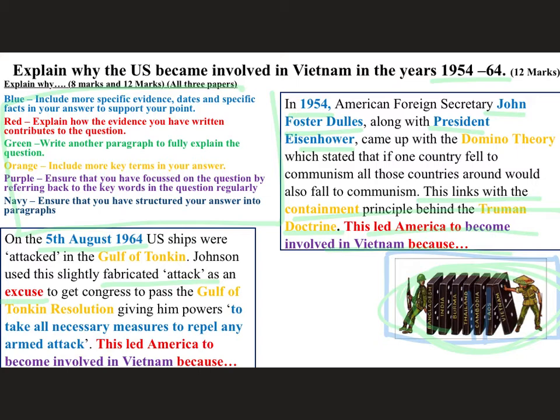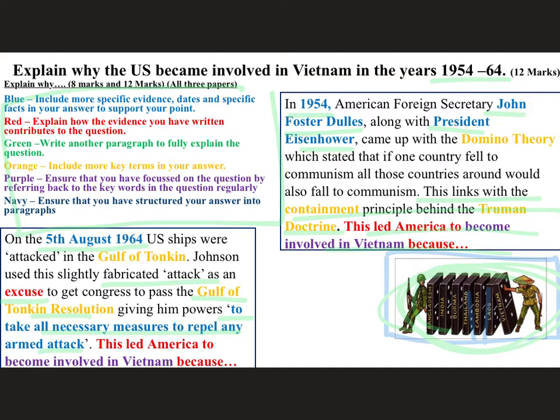What not everyone mentioned was the Gulf of Tonkin resolution and what that gave Johnson. Okay, so if you're looking at your Gulf of Tonkin paragraph and you're thinking to yourself, hang on a minute, I haven't really got a bit more in terms of blue in there and a bit more key terms in, get the Gulf of Tonkin resolution, and it gave him the powers to take all necessary measures to repel any armed attack. This led America to becoming involved in Vietnam because it gave Johnson the green light, if you will. It gave Johnson the kind of backing of Congress, okay?